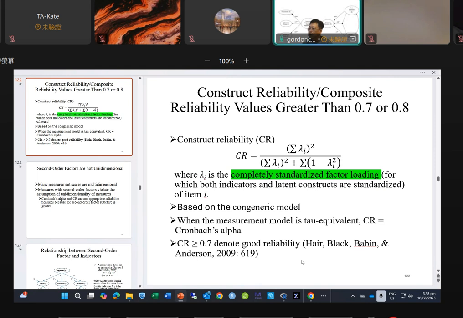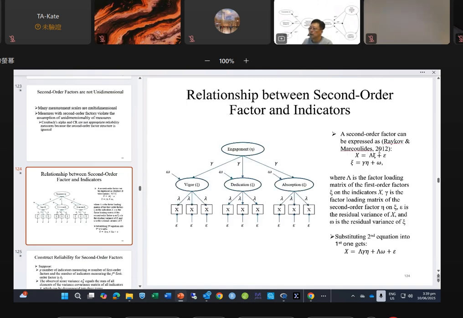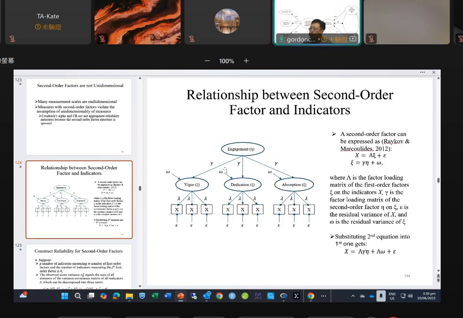Yes. Okay, because I'm going to talk about a more complicated model. A second order factor. By definition, a second order factor is not unidimensional because second order factors are multidimensional. Here, engagement has 3 dimensions. Each dimension is measured with 3 items.